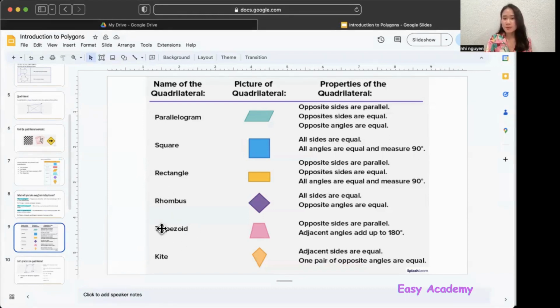Trapezoid: one pair of opposite sides are parallel. Adjacent angles add up to 180 degrees. And finally, kite: adjacent sides are equal, and one pair of opposite angles are equal. Knowing these features helps you recognize the name of each shape. Depending on what kind of shape we have, we can use the corresponding formula to calculate the area or perimeter of a shape.